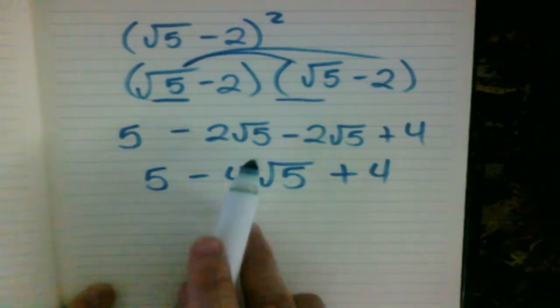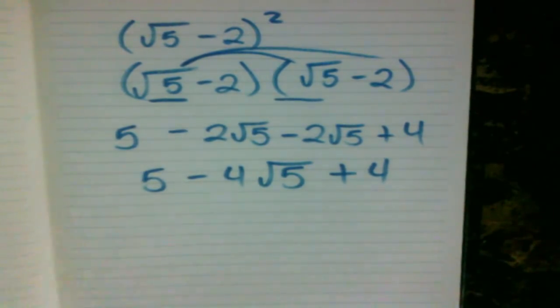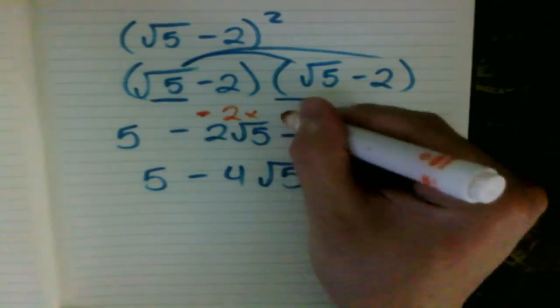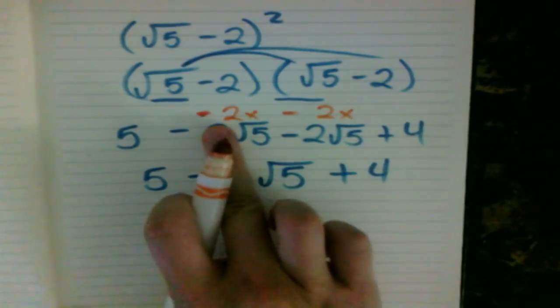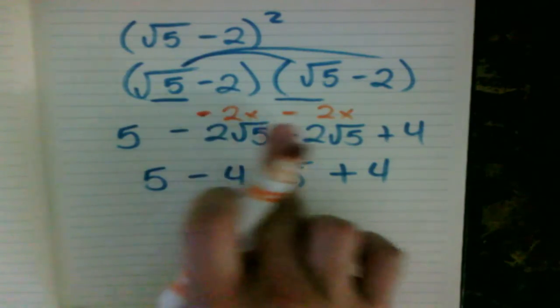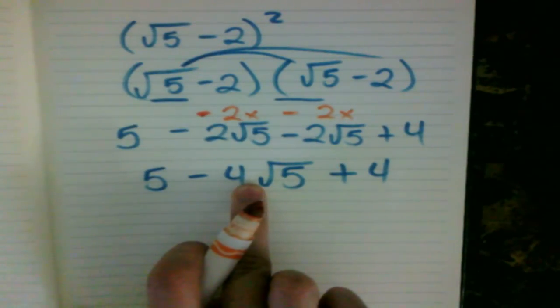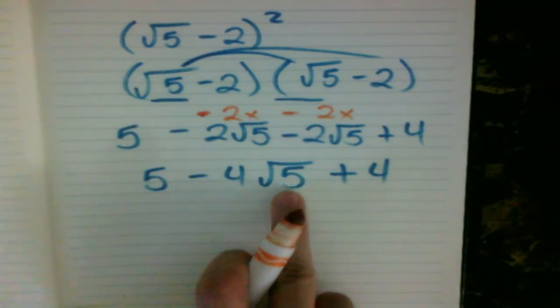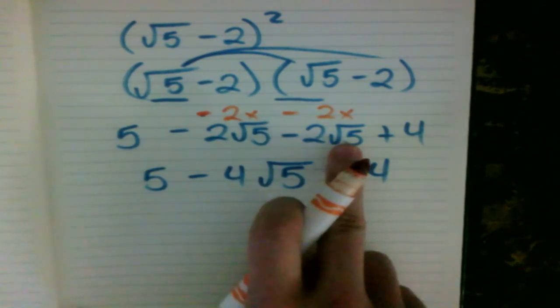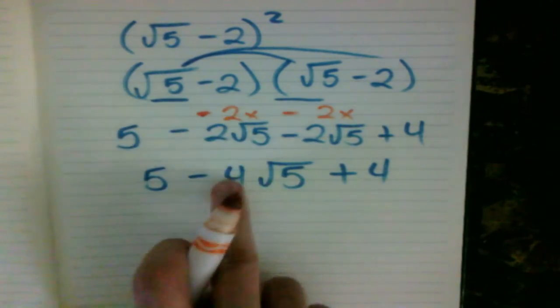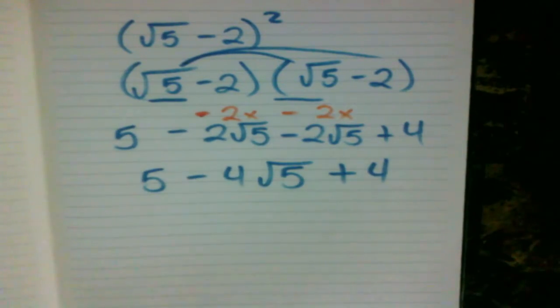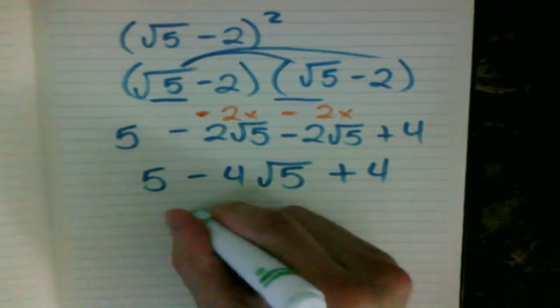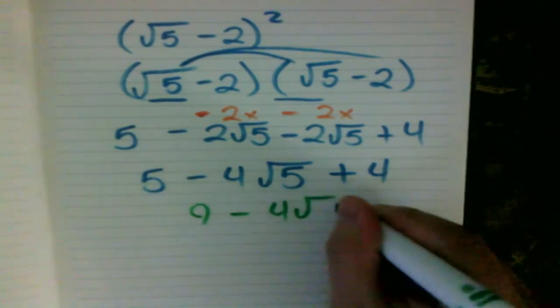Again, this came because this is the same as saying negative 2x minus 2x. So we can do this and we can just say, all right, well, negative 2 minus 2 is negative 4. But don't forget there's an x. In this case, x is root 5. Okay? It follows the same rules, just don't lose your radical. All right. And then 5 plus 4 gives you 9 minus 4 root 5.